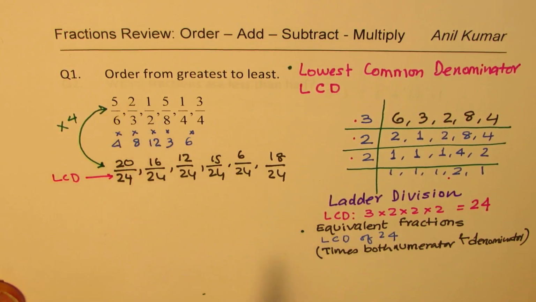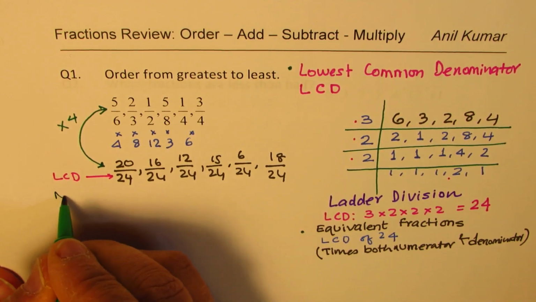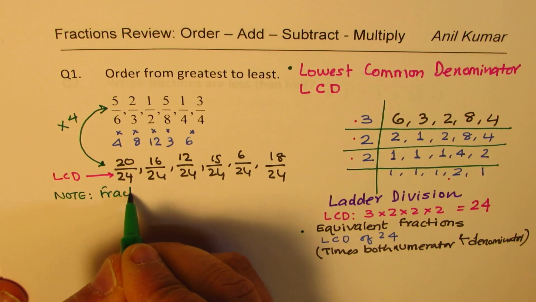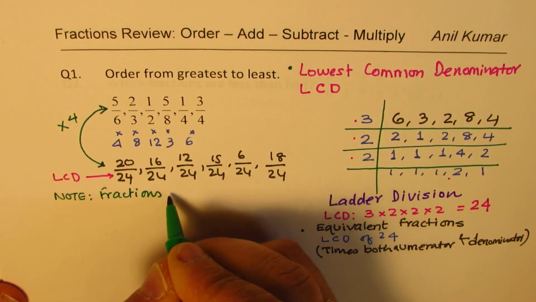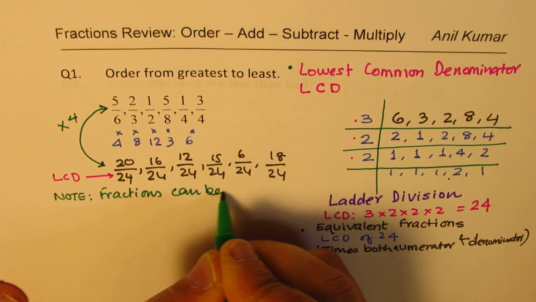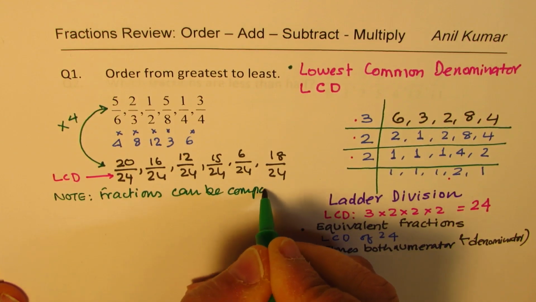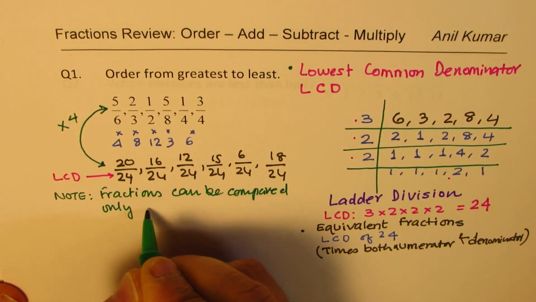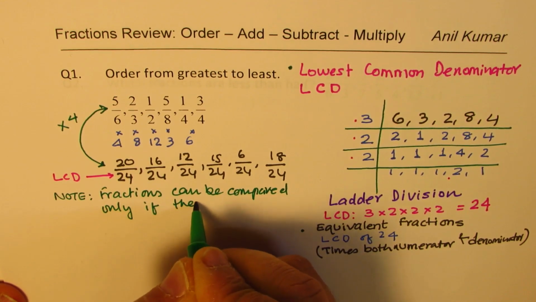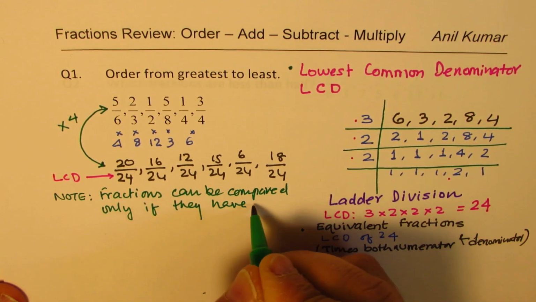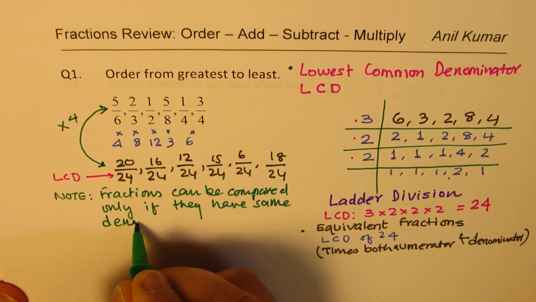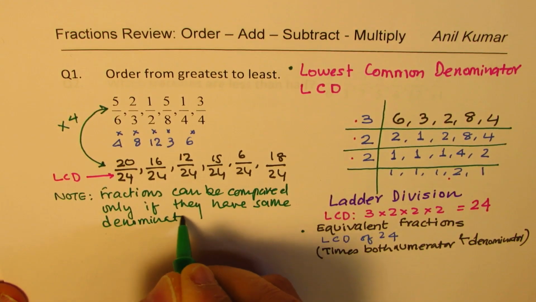Now you can compare fractions, right? So it is important to note that fractions can be compared only if they have the same denominator. Is that clear?